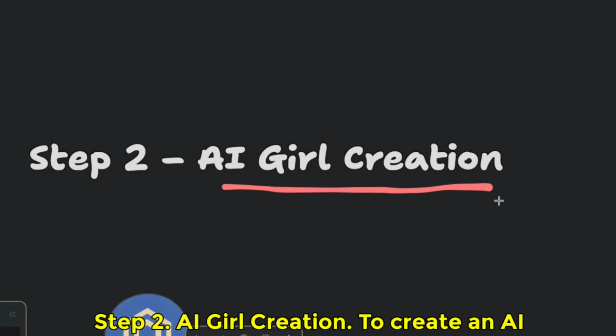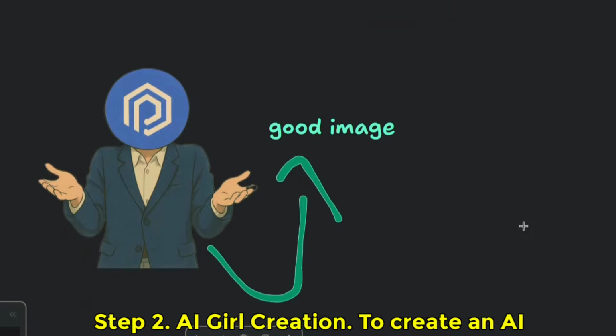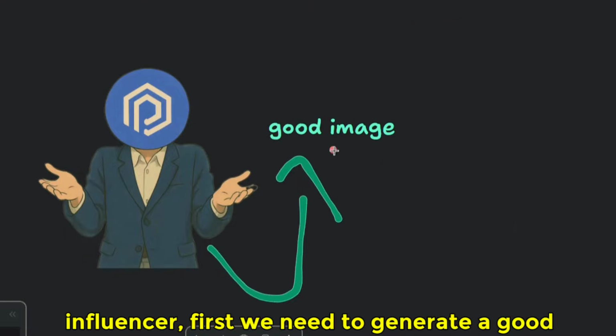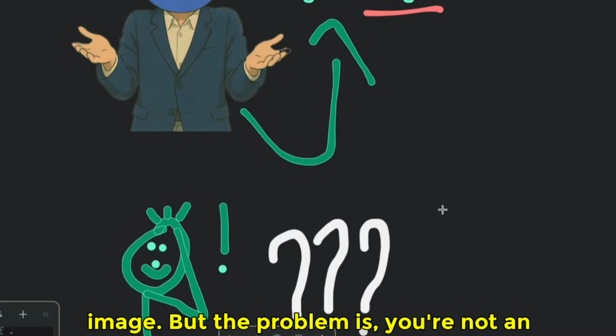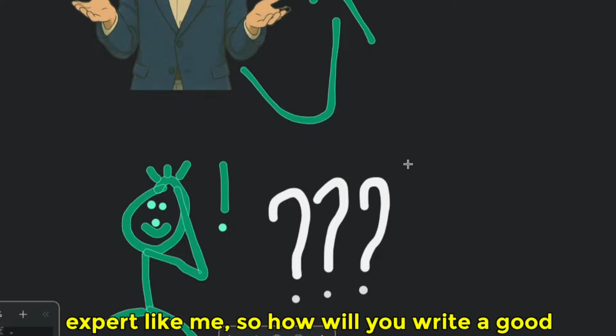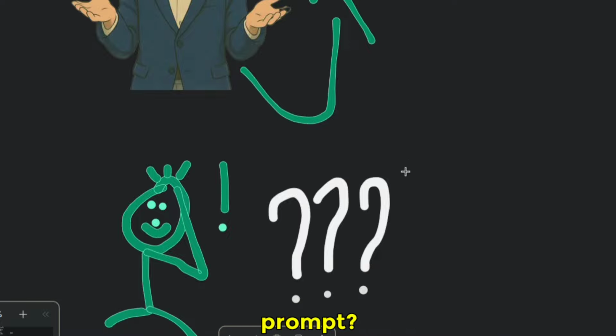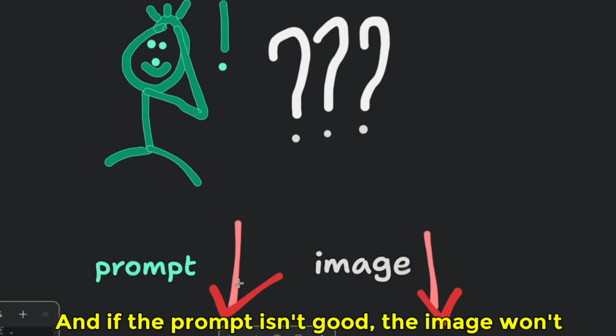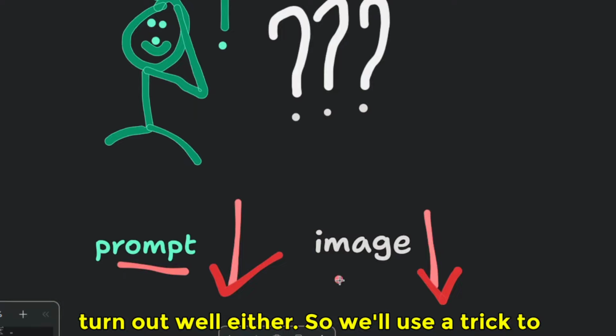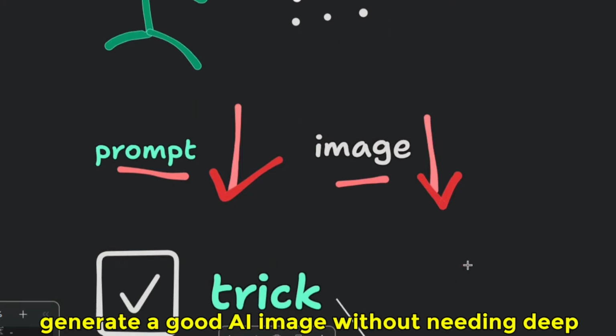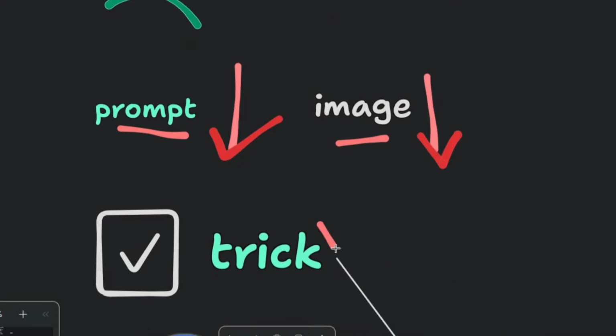Step 2. AI girl creation. To create an AI influencer, first we need to generate a good image. But the problem is, you're not an expert like me, so how will you write a good prompt? And if the prompt isn't good, the image won't turn out well either. So we'll use a trick to generate a good AI image without needing deep knowledge.